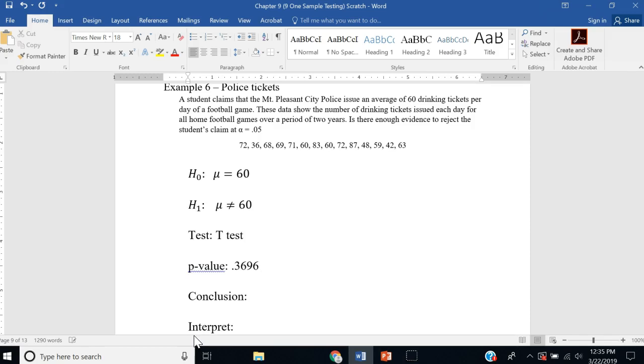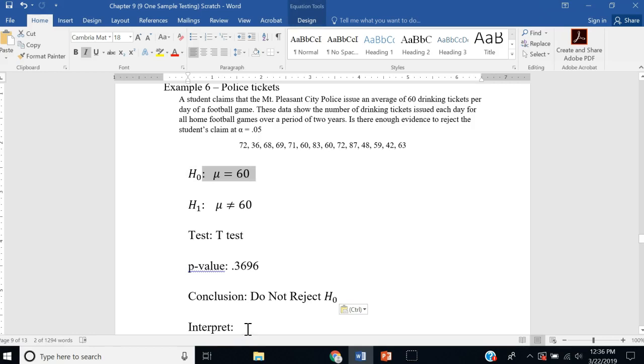So my conclusion is that I should not reject the null hypothesis. Do not reject H0. Again, that's because this p-value is bigger than the alpha that I'm given. If the p-value is bigger than the alpha that you're given, we do not reject. If the p-value is smaller, we reject. Now, do not reject the null hypothesis means that that's probably okay.